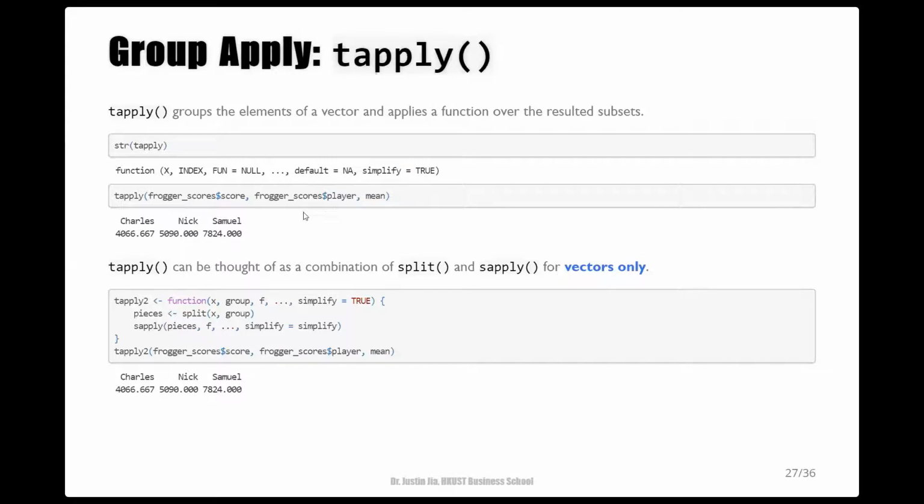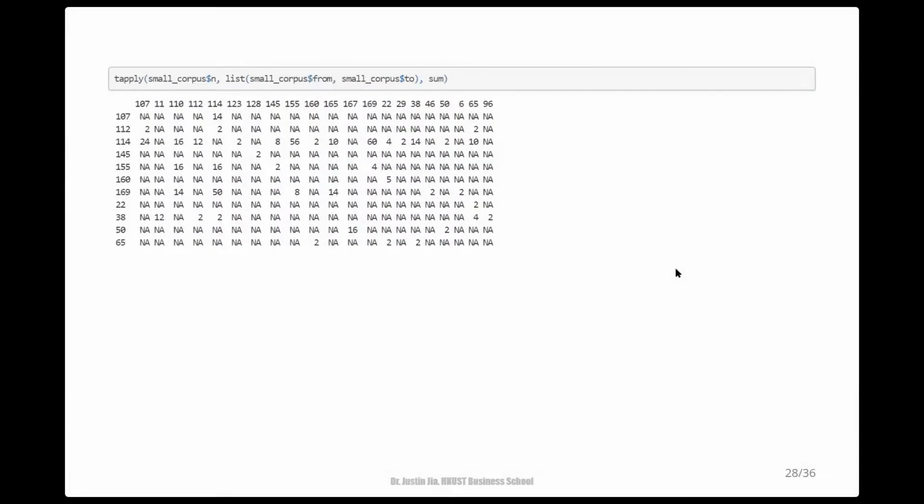Actually, we can think of tapply as a combination of split and sapply, as shown by this custom implementation. But tapply has one drawback that makes it not an exact equivalent to the combination of split and sapply. That is, its first argument can only be vectors. So don't supply a whole data frame directly to tapply. And this slide gives you the result of using the tapply function for the Enron email example.